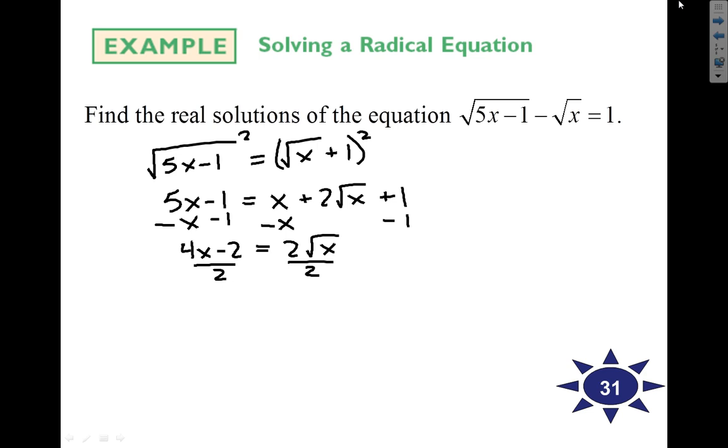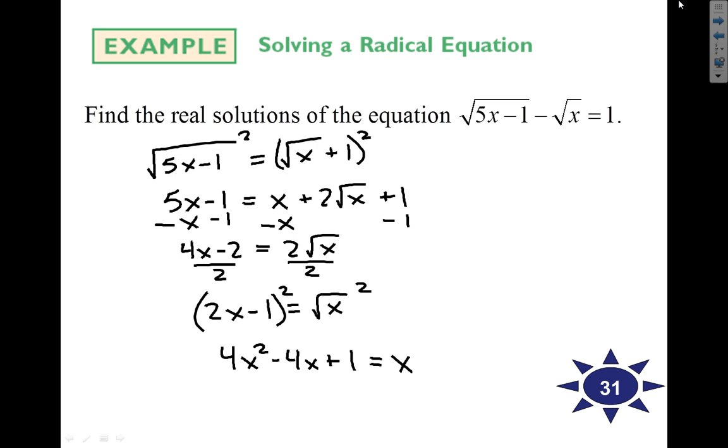We could square both sides right now, but since we can divide everything by 2, let's clean it up. 2x minus 1 equals the square root of x. And now let's get rid of that square root symbol. We'll square both sides, and we'll get 4x squared minus 4x plus 1 equal to x. Let's bring that x over. 4x squared minus 5x plus 1 equals 0.